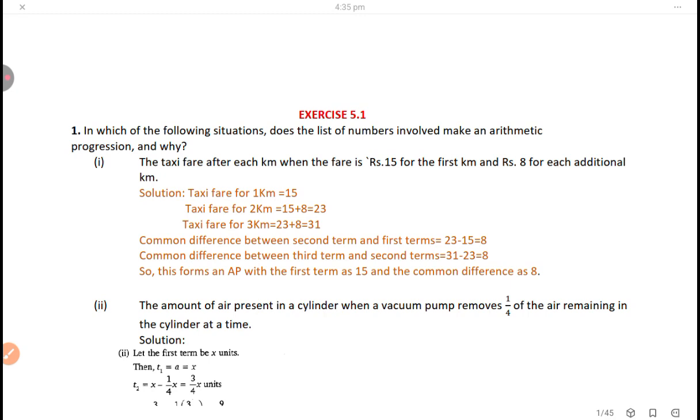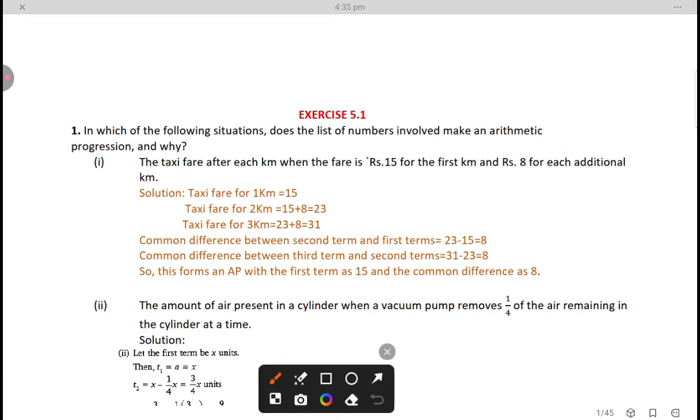Today we'll do the exercise of the arithmetic progressions. Here, first exercise. In which of the following situations does the list of numbers involved make an arithmetic progression and why? First question. The taxi fare after each kilometer, when the fare is 15 rupees for the first kilometer and 8 rupees for each additional kilometer.